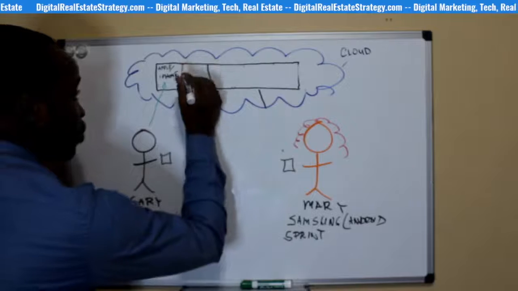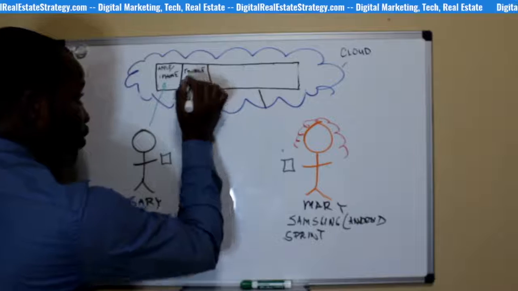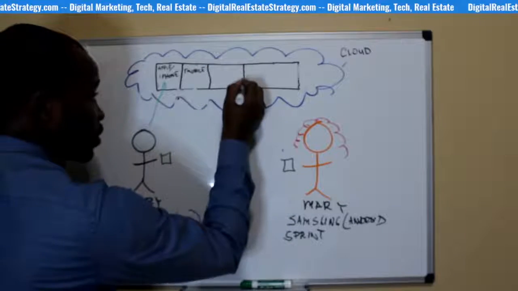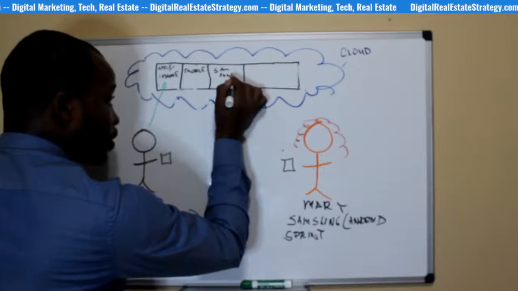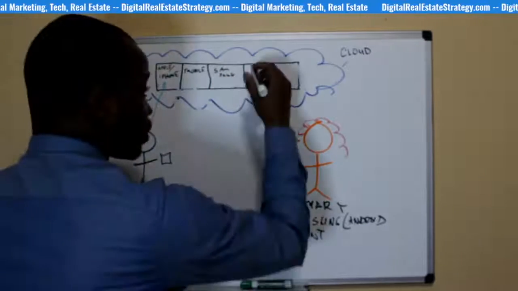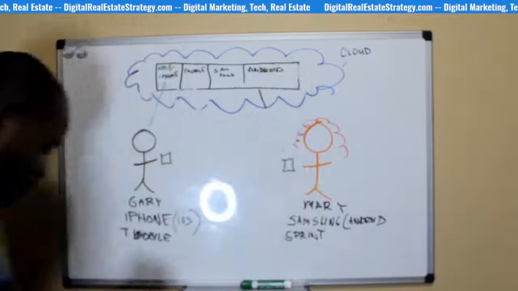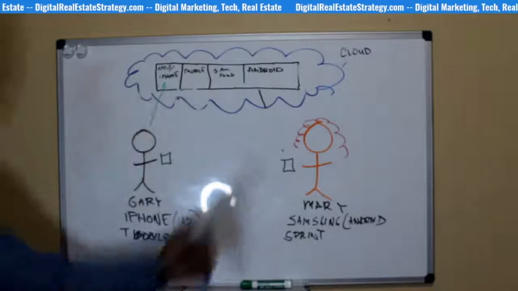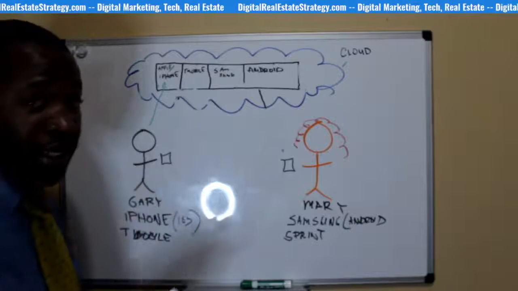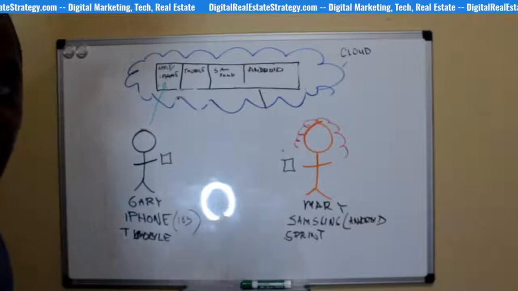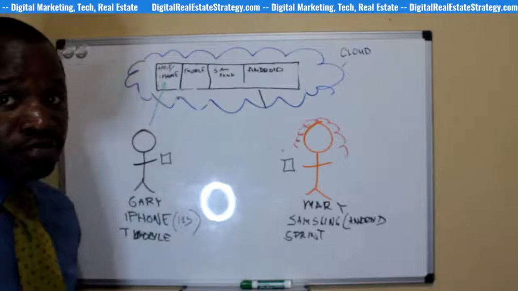So up here, I'm gonna add T-Mobile server. And then I'm gonna add Samsung's server. Then I'm gonna add Android server. So they all have servers. And depending on your phone plan, like all of these phone plans are different in a way. Depending on your phone plan, your server will do something different, right?